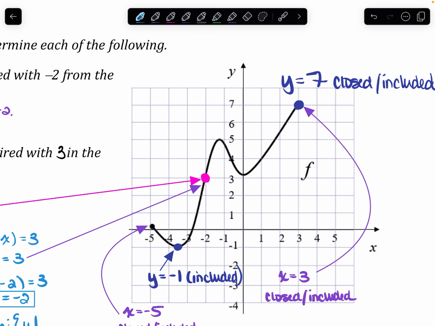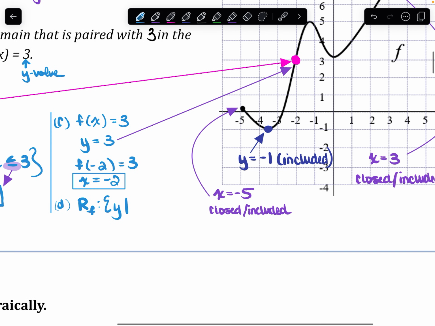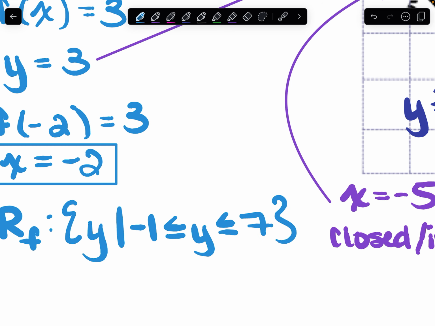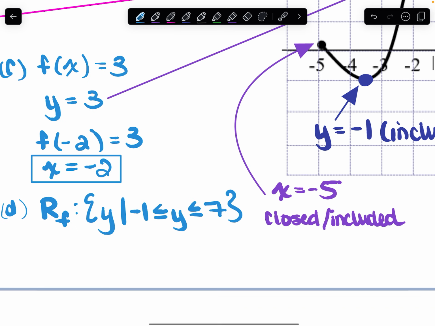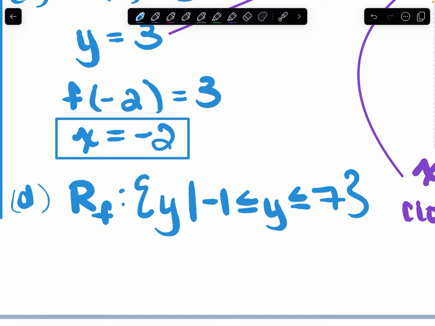So y can take on anything in between -1 up to 7, including both of them. So for my inequality, -1 less than or equal to, make sure you use a y, less than or equal to 7, and then close your squiggle. For the interval notation equivalent, so just like domain, you can write set or interval. Range, you can also write set or interval.